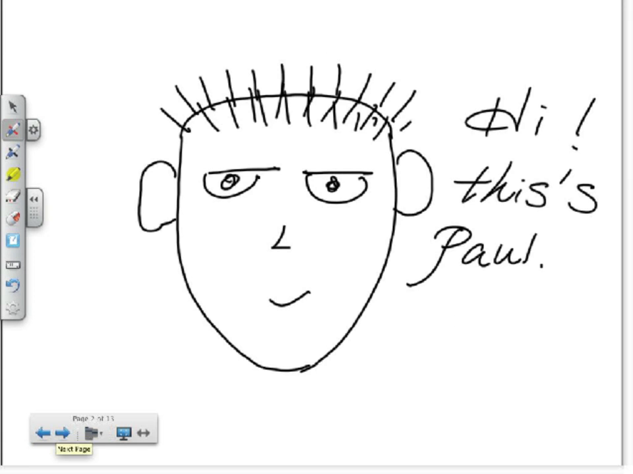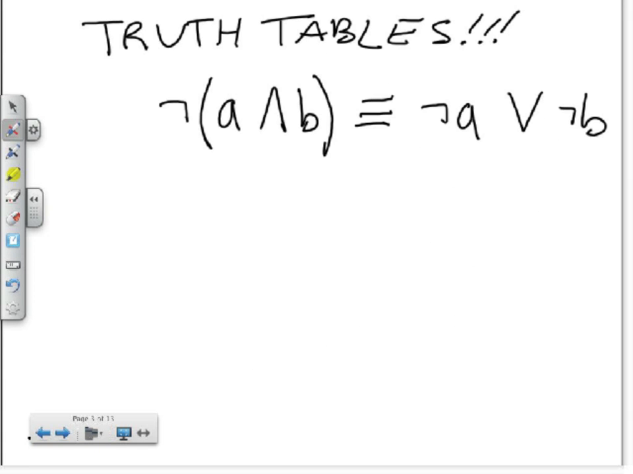That is Paul. Now, moving into the math, we're going to talk a little bit about truth tables. Truth tables are a very useful tool for proving simple logical equivalences, and they're kind of the base and the foundation of how we prove logical equivalences.